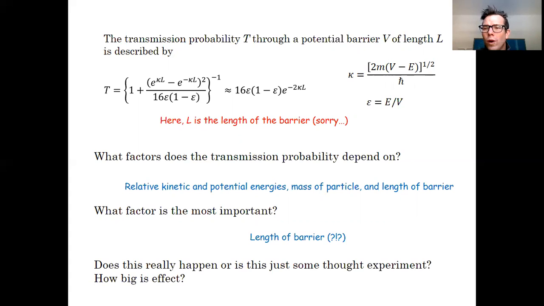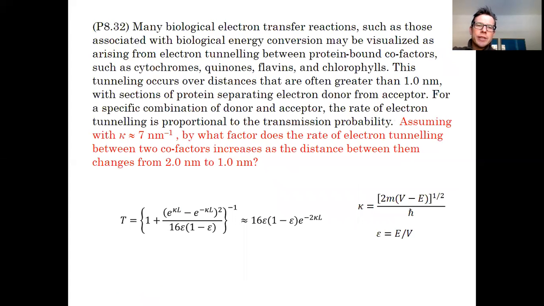And one question you might ask is, well, does this really happen? Or is this some sort of thought experiment? How big is the effect? And I'm not going to do it in this video, but there is a worksheet problem which will have you think through this. It calculates a change in transmission probability as a tunneling barrier is decreased from 2 nanometers to 1 nanometer. And as you might guess, it's a really big factor. Okay? So it is important.